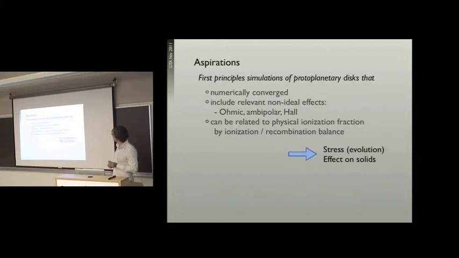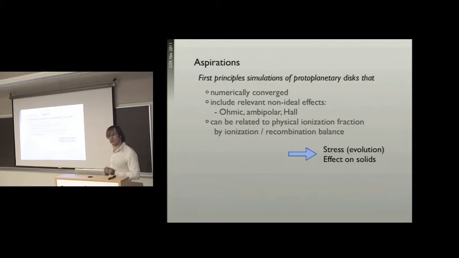So that's what we'd like to do. We'd like to simulate these protoplanetary disks, or at least pieces of them, from first principles, obviously in a numerically converged way. That's an important computational aspect, but then also including these relevant non-ideal effects, ideally all of them. And if we could do that, we could then relate that in a further step to the physical ionization fraction, knowing something about the ionization and recombination processes that are present. And from that, what we hope to get is a measurement of the stress, the angular momentum transport within the fluid, but then also how it affects solid bodies of various sizes.